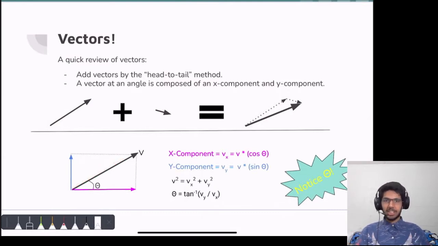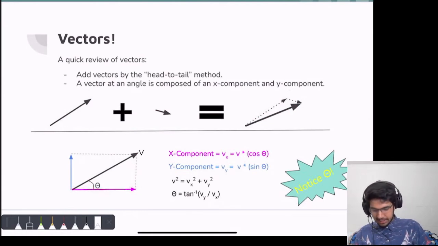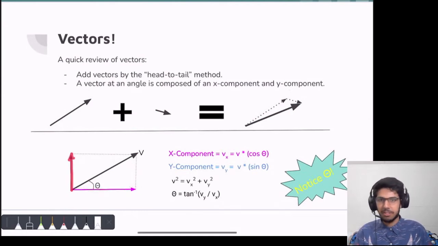So we have this vector at an angle, and essentially what we can do is draw perpendiculars from the head of the vector. So we can draw a perpendicular downwards and to the side. And when we do that, if we draw a vector to the point that we reach on an axis, right? So we'll imagine an x and y axis. If we draw this vector, we get what's called the x component of the vector, and similarly, this is the y component of the vector.